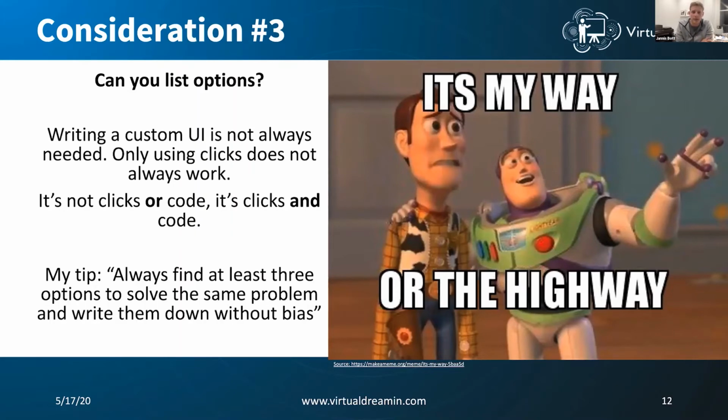Now, my tip is that if you are starting to think more as an architect, whenever you get a problem, think about at least 3 different ways to solve this problem. And the hardest part is to write them down without any bias. Because as soon as you have bias, you will write down the option in a way that is favorable for one of them.